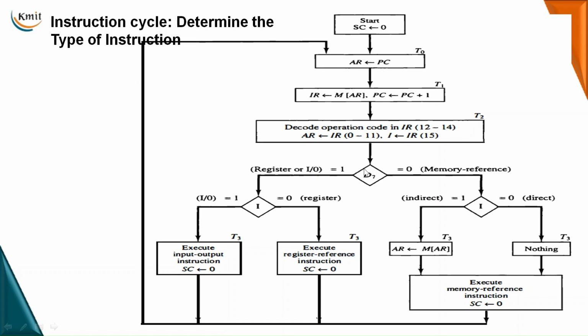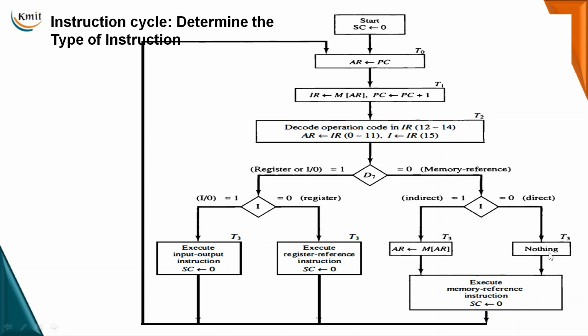Suppose the decoder output is not D7, it means that it is a memory reference. You need not check the I bit for that, because only if the decoder output is D7, based on the I bit, it can be an input output or register reference. But if the decoder output lies between D0 to D6, it means D7 is equal to 0, so obviously it is a memory reference instruction. So based on the I bit again in memory reference, if I is equal to 1, it means indirect address. If I is equal to 0, it means direct address.